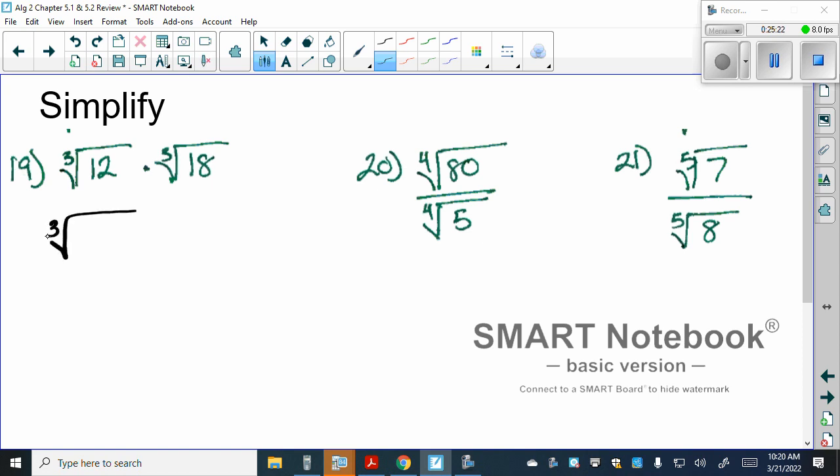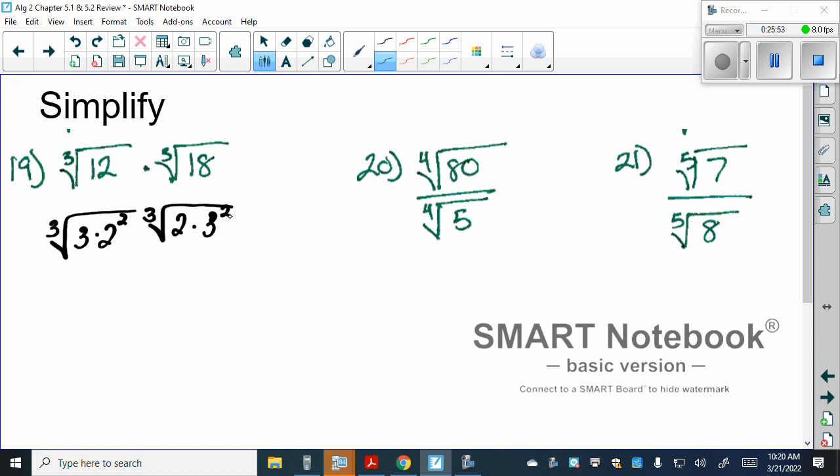Because if we look at 12, we can say 12 is 3 times 4. Well, 4 is 2 squared. So 12 is 3 times 2 squared. 18 is 2 times 3 squared. If we wrote this out as prime factorization, because 2 times 3 squared is really 2 times 9, and 2 times 9 is 18, we just simplified them down.